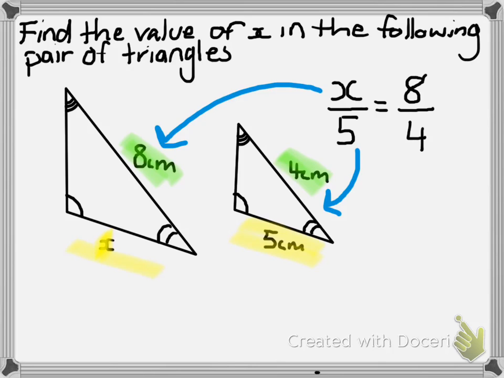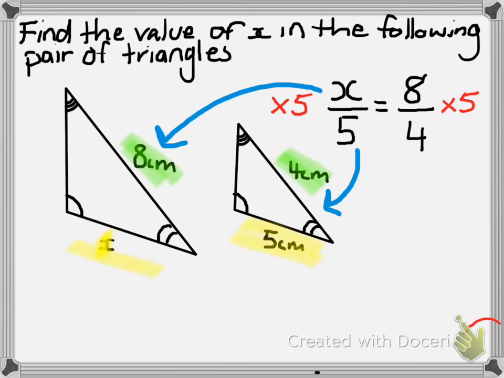Now to solve this equation, we have to get x by itself because essentially we want to know what the value of x is. So to get x by itself, on the left-hand side of the equation, it's divided by a 5. Okay, so the opposite of dividing by 5 is to times by 5. So we're going to times both sides of the equation by 5.